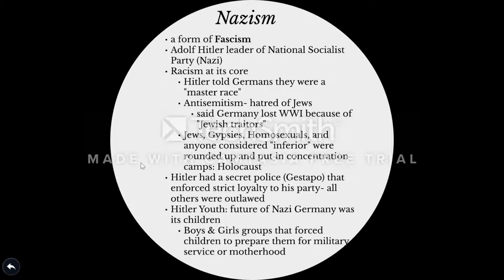So overall, Nazism would be extreme, extreme fascism, total dictator rulership, very little influence from other people. It was pretty much just all Hitler, and also everyone was scared of him.